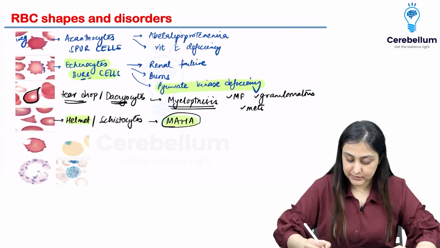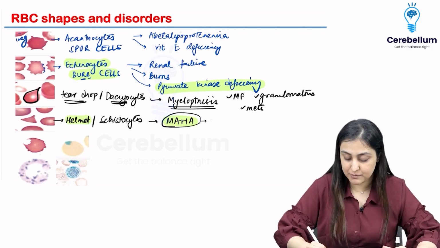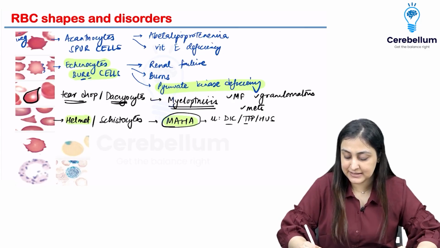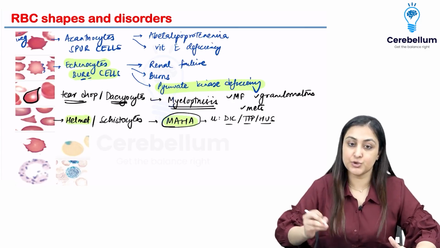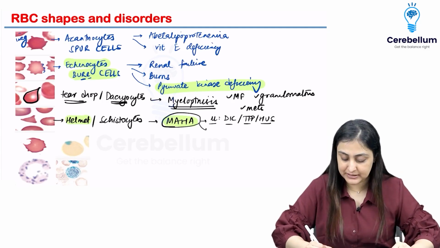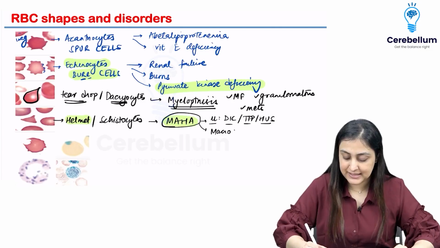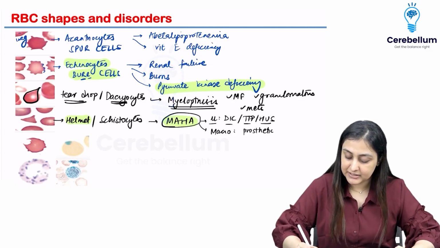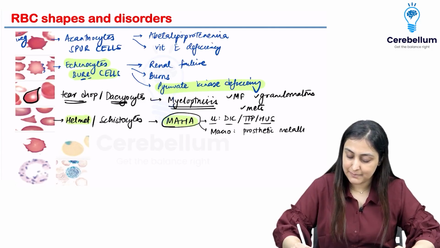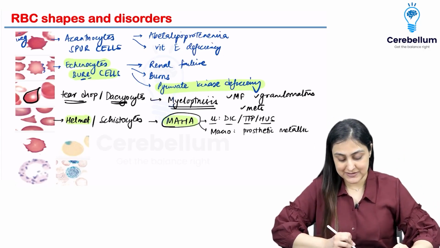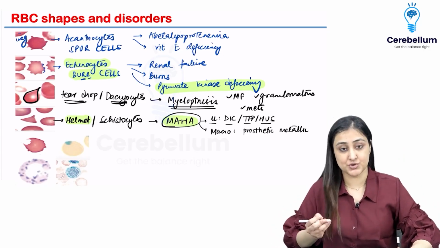Okay. So here what we are going to have could be causes. So microangiopathic could be because of DIC, TTP, HUS. These three letter words, three of these go together in micro. Small words, so microangiopathic hemolytic anemia. If the insult happens in main vessels, this could be because of prosthetic metallic valves. Alright, so this is macroangiopathic hemolytic anemia. Alright, so this is about helmet or schistocytes.